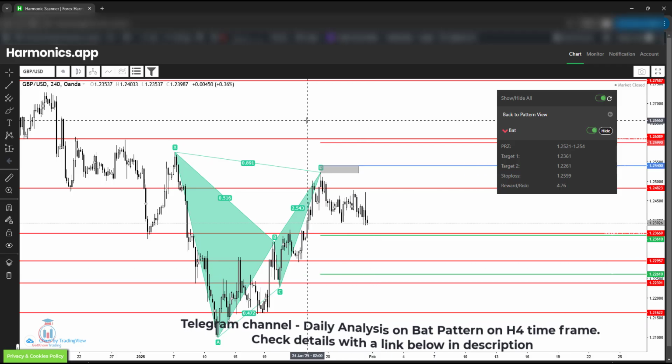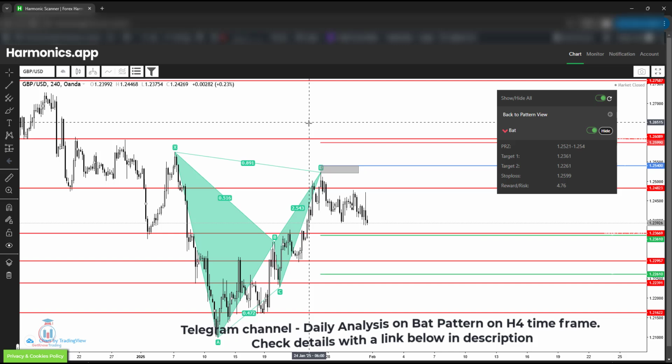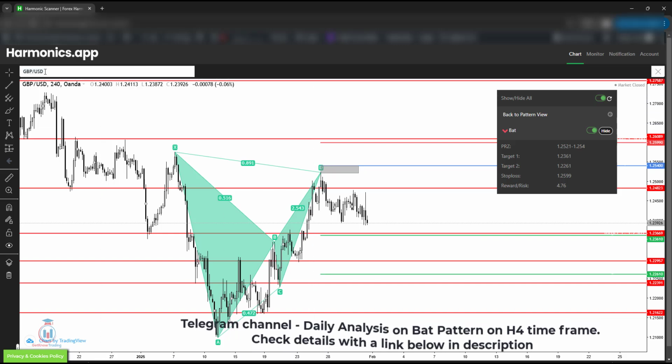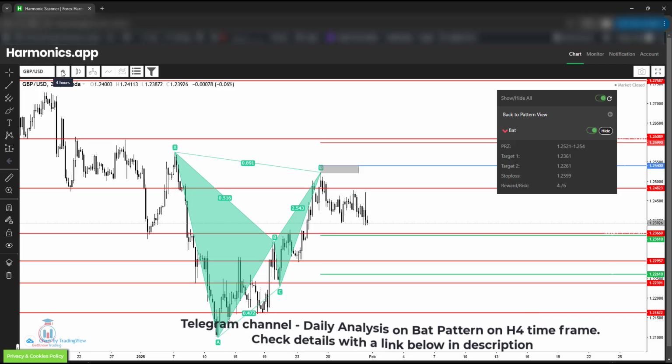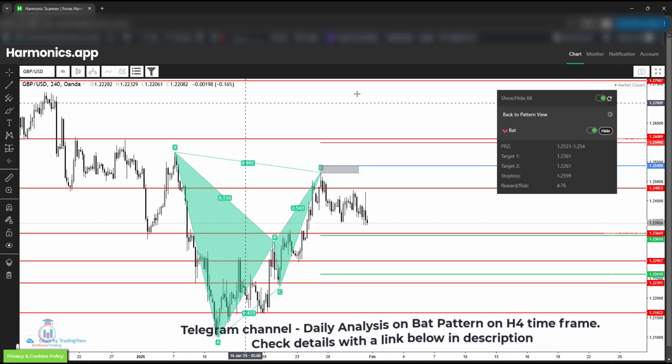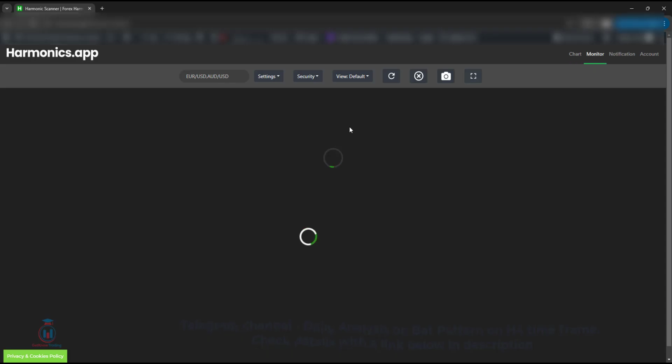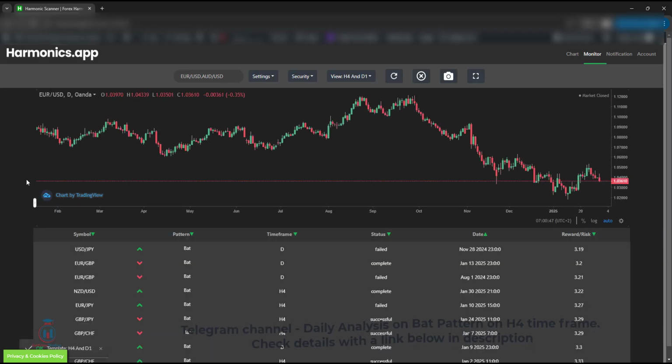Next, you can change any symbol here that you would like to analyze. You can also change the time frame that you would like to analyze. Then you have a monitor which shows you much more details, and you can make the analytics for yourself for different symbols and also for different patterns.